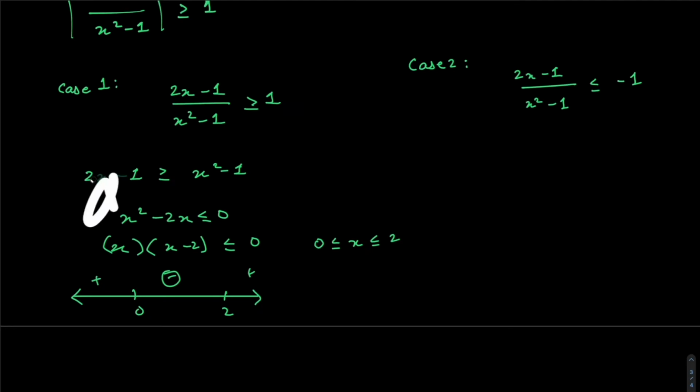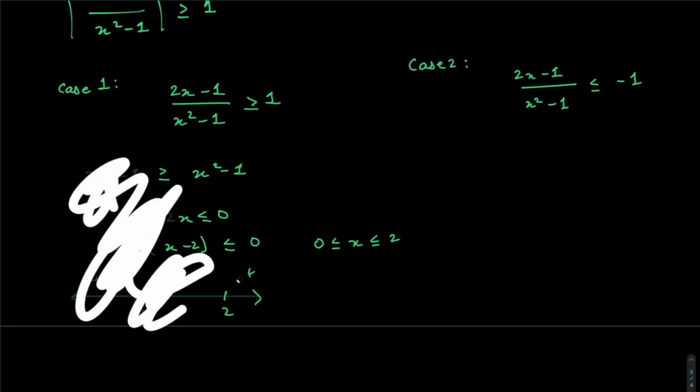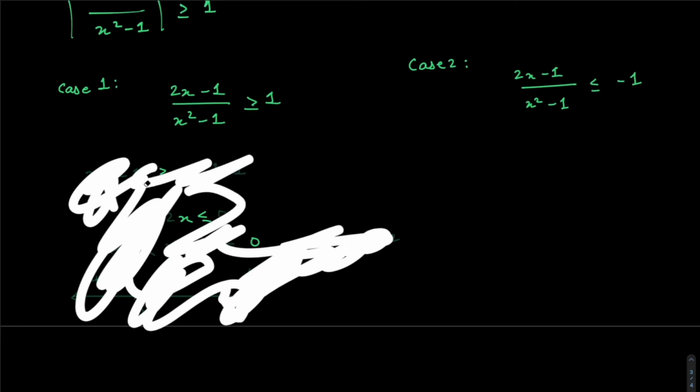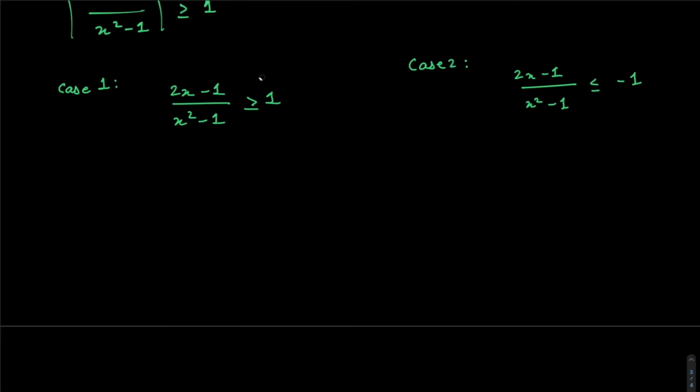So what I'm going to do is I'm going to stop right here. I'm going to erase all of this, okay? And I'm going to show you the proper method to do it, because it's a radical function, right? I'm going to miss out on certain things. So I'm going to subtract 1 on both sides. So I'm going to get (2x minus 1) upon (x squared minus 1) minus 1 is greater than or equal to 0.